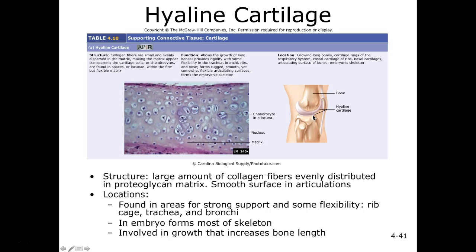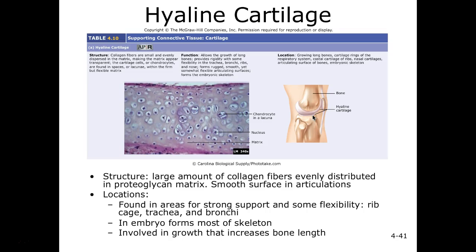Locations for where we find this will be our rib cage. We have costal cartilages. We can talk about this in lab as far as location. The trachea and also our bronchi. Again, we're getting really strong support here and some flexibility. But hyaline cartilage is going to be pretty rigid. You don't want it to move around too much.